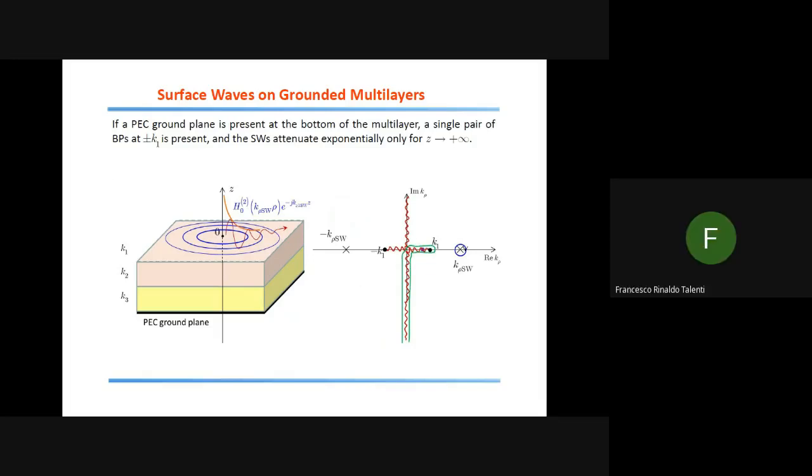Can I ask a question? Sure. I did not get exactly the difference between a closed waveguide and an open waveguide.